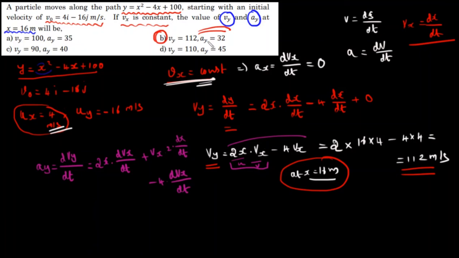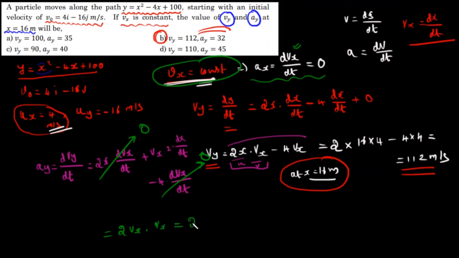Now listen carefully. We already know one thing: vx is constant, which means ax is 0. So ax 0 means dvx by dt will be 0, which means this term is 0 and this term is 0. So we have 2 times vx into dx by dt, which is again vx. Which implies 2 times vx square.